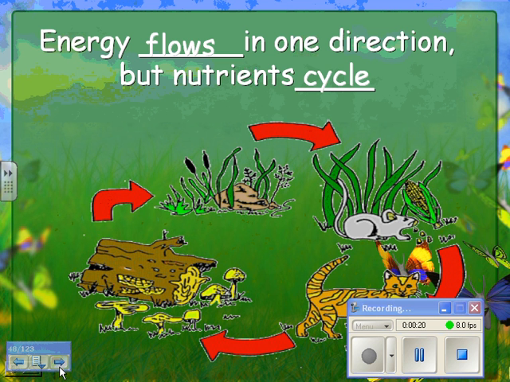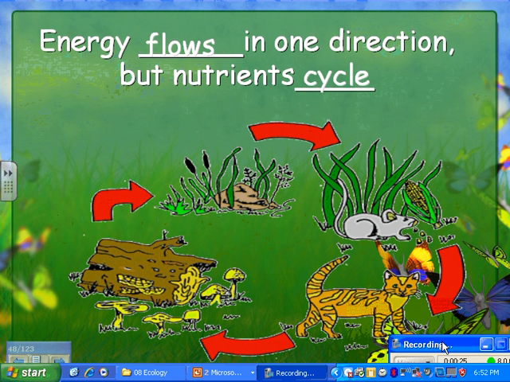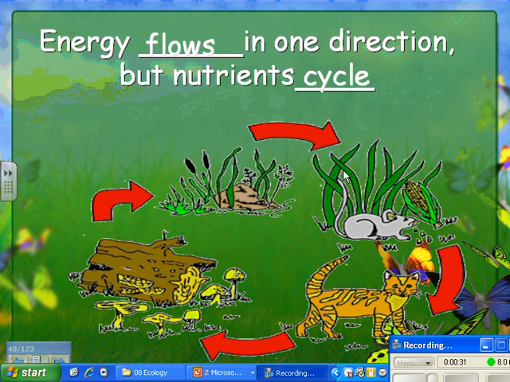Nutrients, however, are different. They cycle, and so the carbon that's in you could have been in a dinosaur once upon a time and will very likely be in some other organism someday. For example, here are producers, taking in let's say carbon dioxide from the air. That carbon dioxide goes into the herbivore, and then it's transferred to the carnivore.